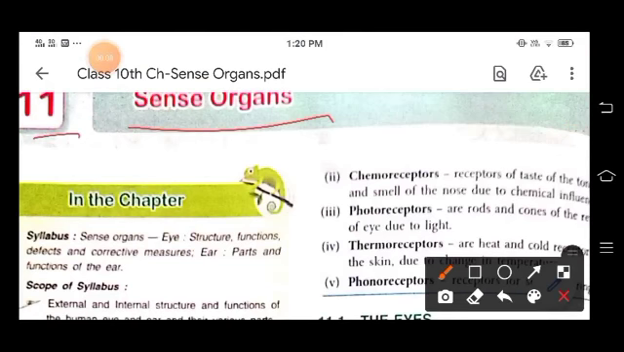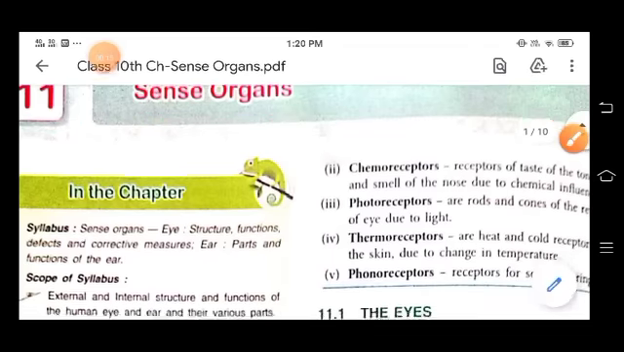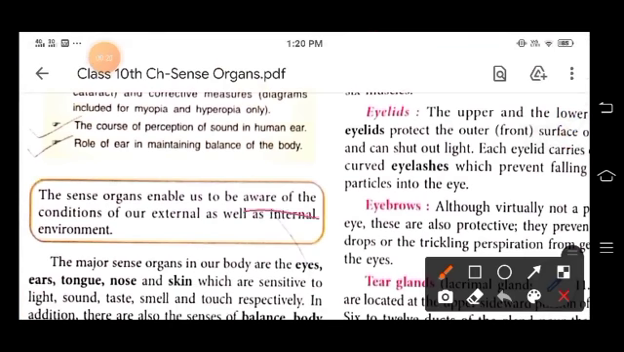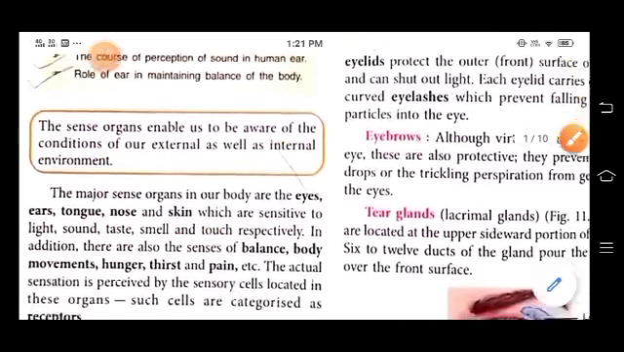Children, you must have heard about the sense organs, and you all know that there are 5 sense organs in our body. The sense organs enable us to be aware of the conditions of our external as well as internal environment. The major sense organs in our body are the eyes, ears, tongue, nose and skin. And they are sensitive to various things like light, sound, taste, smell and touch.